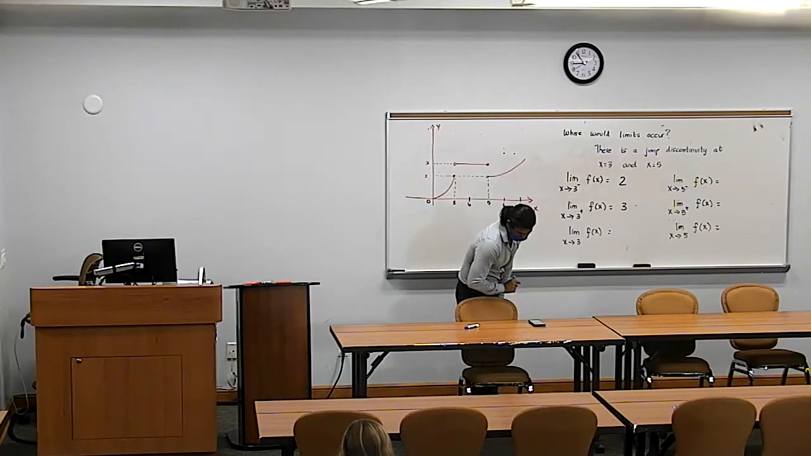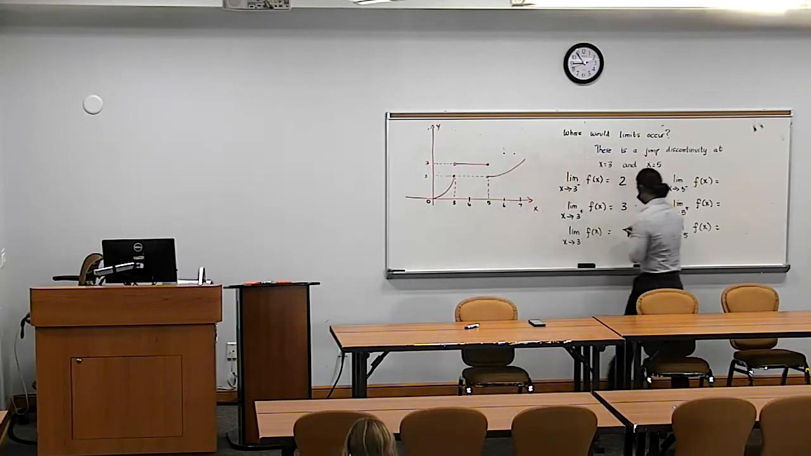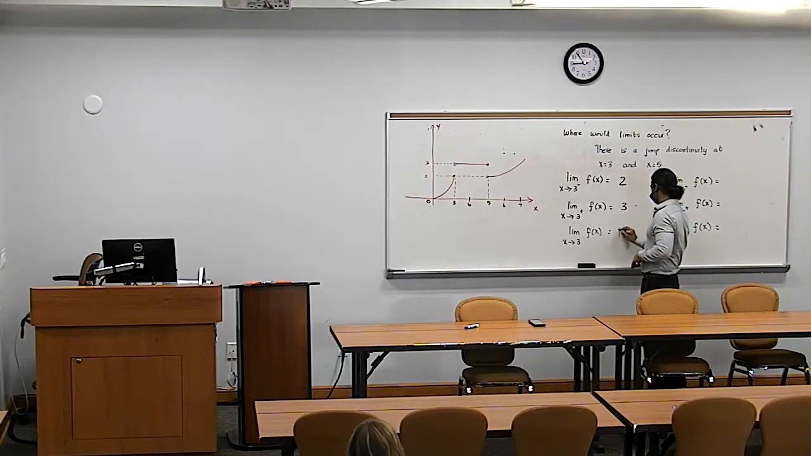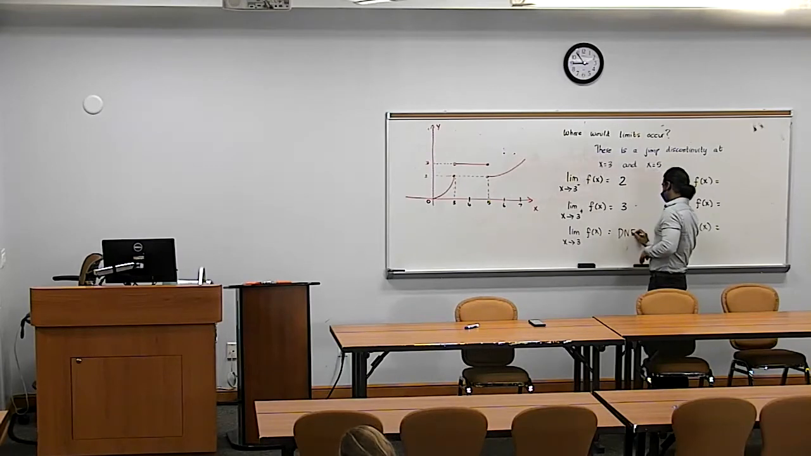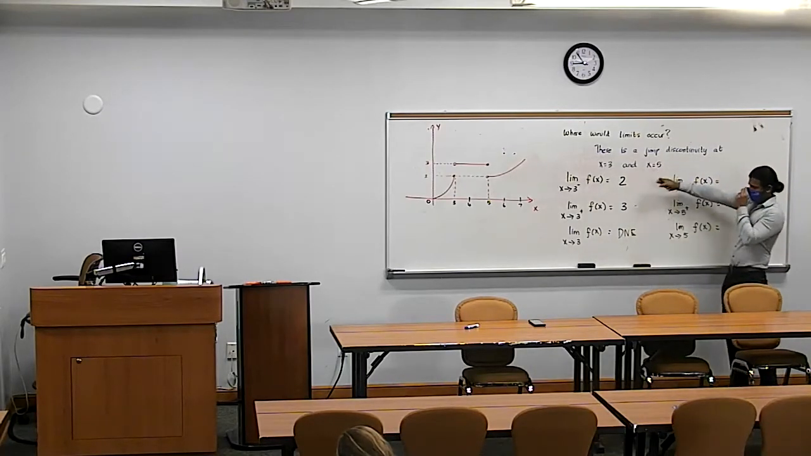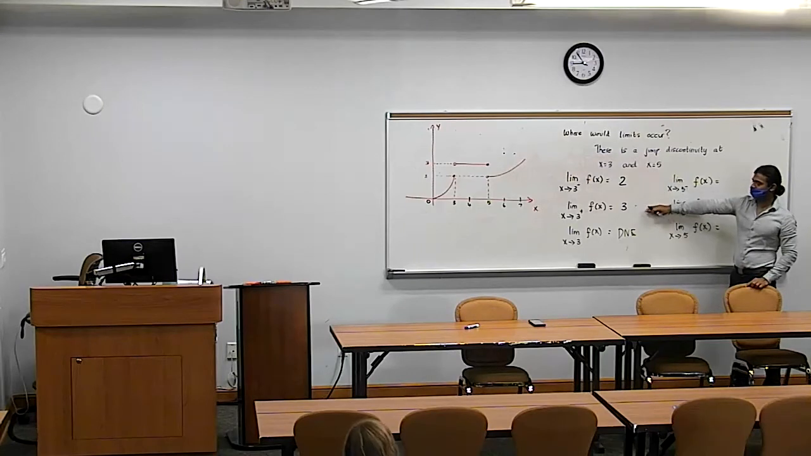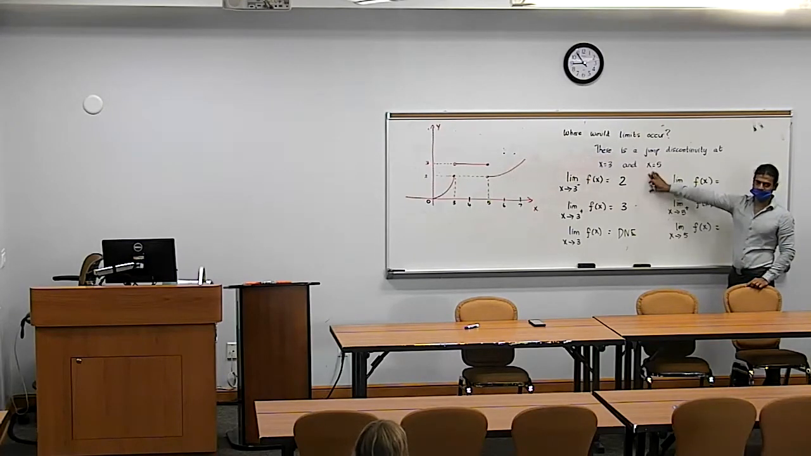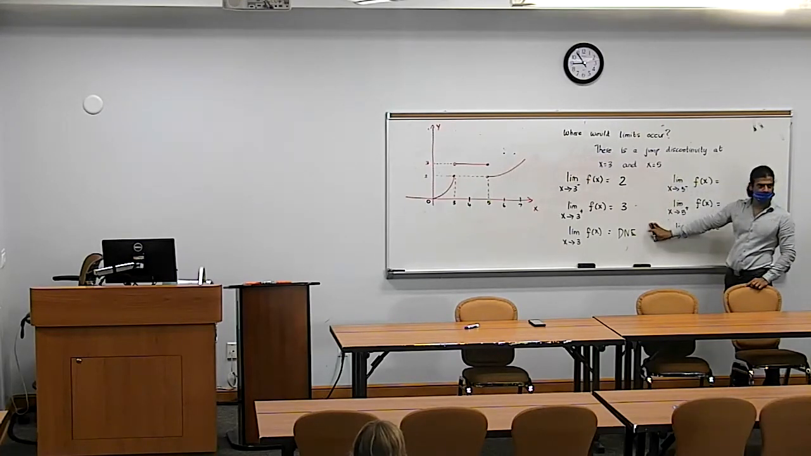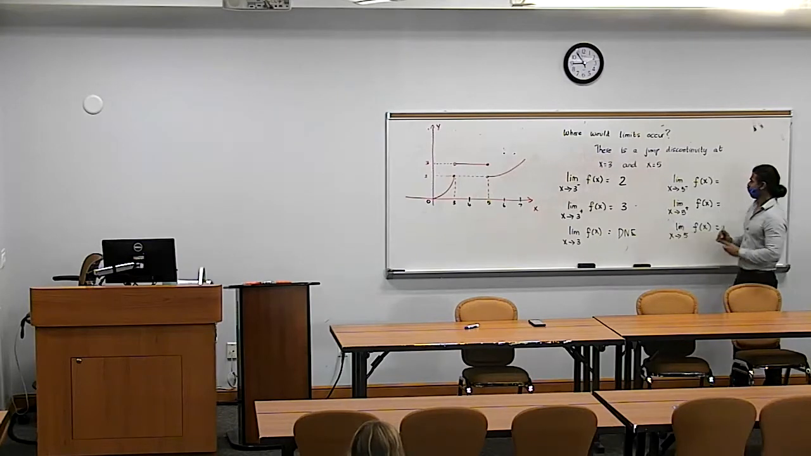Okay, very good. So the limit doesn't exist because the right limit and the left limit are not the same. If they are the same, then a limit would exist. Good? Okay.